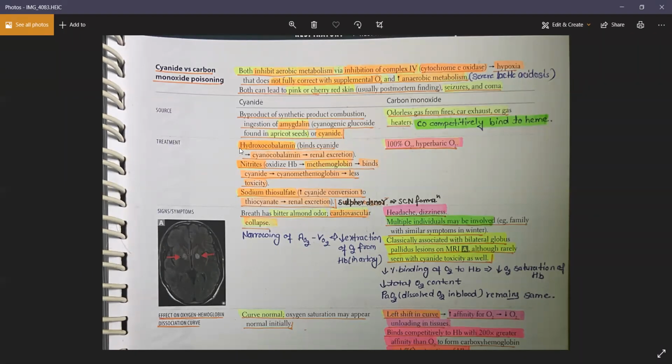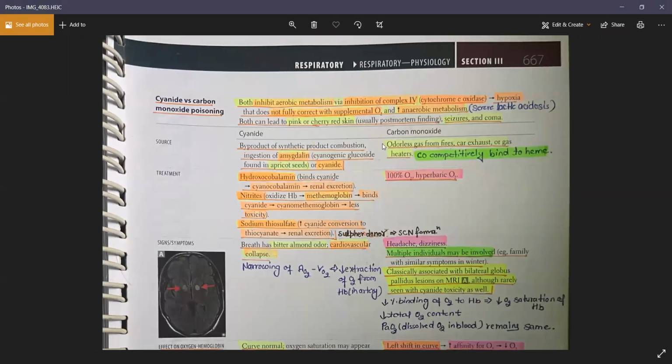Three treatments: one is the hydroxycobalamin, second is the nitrites, and third is the sodium thiosulfate. Signs and symptoms: headache will be there, CVS collapse will be there, bitter almond odor will be there, or cherry red pink skin could be there, right? So these are all the things.